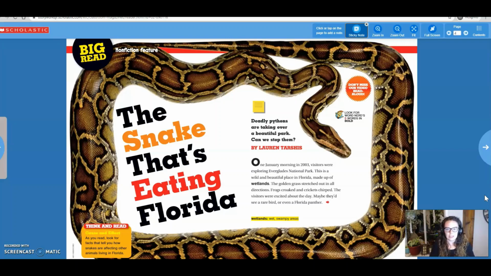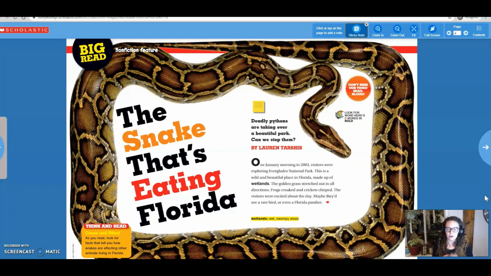And while I was pre-reading, I kind of activated my schema. I was thinking to myself, what do I already know about pythons? What do I know about the Everglades? What do I know about this environment? And we as readers should be doing that too. Whenever you're surveying an informational text, you're not only trying to figure out what this text is mostly about, you also want to be thinking, what do I know about this subject? Because while you're reading, you're going to be thinking about what do I know, but you're also thinking, what is new to me?